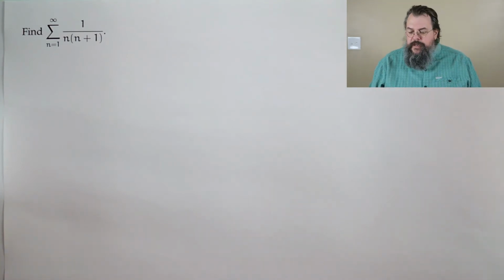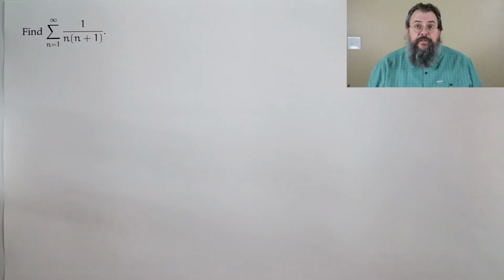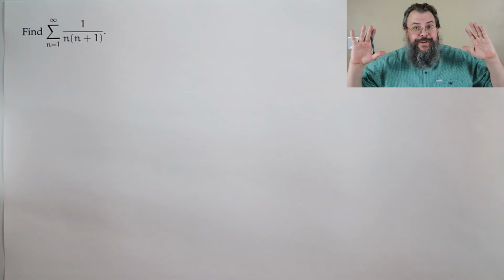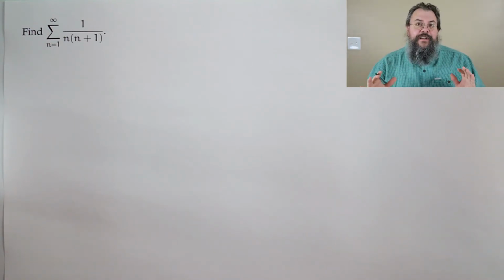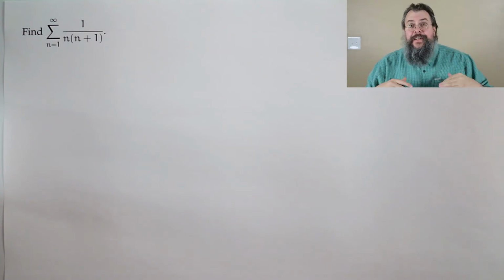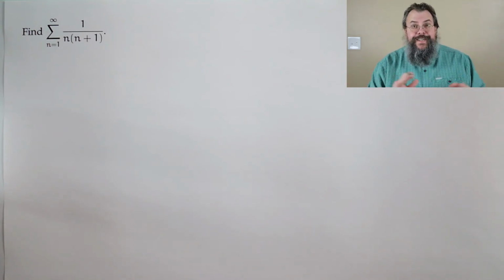Find the sum, n equals 1 to infinity, of 1 over n times n plus 1. Okay, well, first off, let's be absolutely clear. This is not geometric. You can quickly rule things out as being not geometric if there's nothing raised to the power n. And in this case, nothing is being raised to the power n, so it's definitely not geometric.